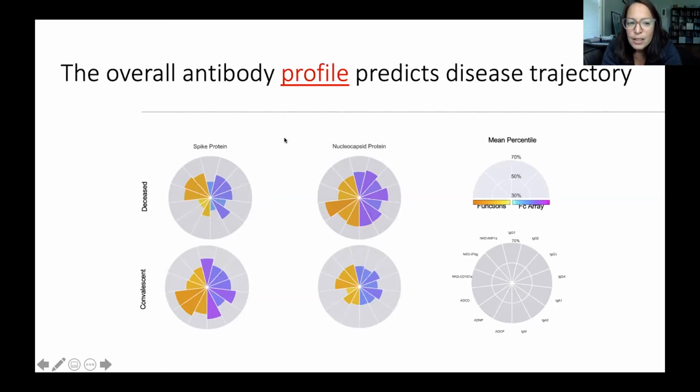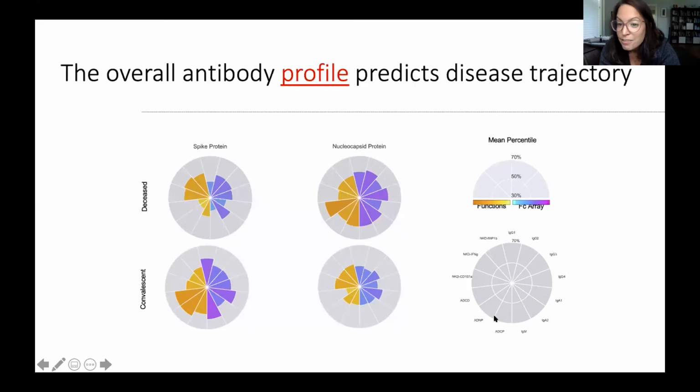And the bottom, these are flowers that are present in individuals who go on to convalesce. And the way to read these flowers is these flowers here are the nucleocapsid response, and the flowers over here are the ones directed to the spike antigen. Now, the size of the petal represents how strong the response was in that given population, and the color of the petal in the purpley blue represent different subclasses and isotypes of COV2 immunity. And on the orangey yellow are the functional abilities of these SARS coronavirus responses.